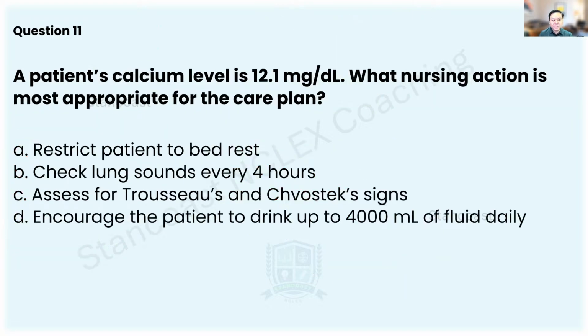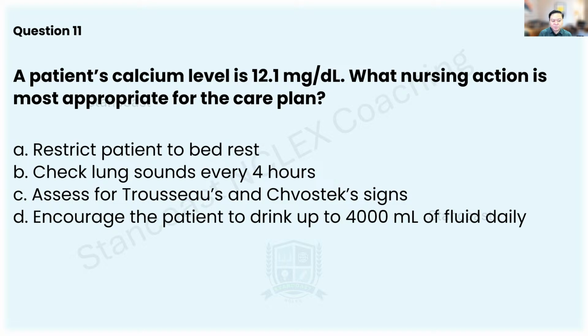Alrighty, let's move forward to number 11. A patient's calcium level is 12.1 milligrams per dL. What nursing action is most appropriate for the care plan? Is it A, restrict patient to bed rest, B, check lung sounds every 4 hours, C, assess for Trousseau's and Chvostek's signs, and letter D, encourage the patient to drink up to 4,000 mLs of fluid daily?